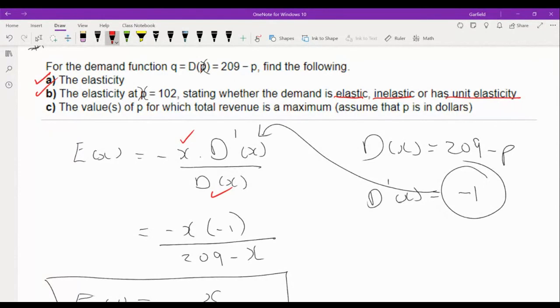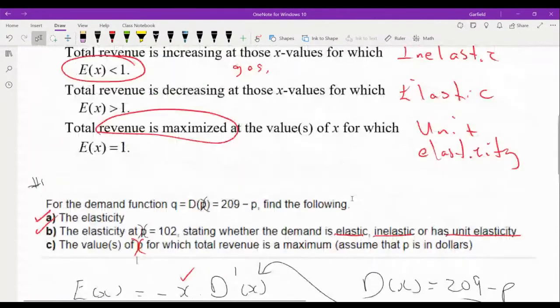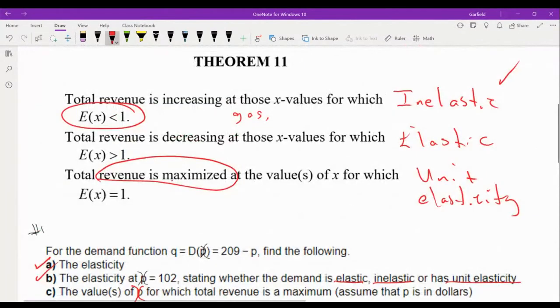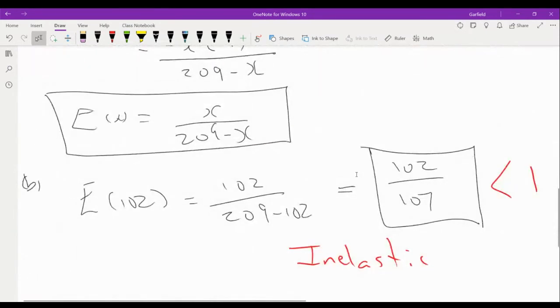So section C: the value of x for which total revenue is maximized. So how do we do that? Well, we're going to go back to this last formula. Revenue is maximized when E of x is equal to 1. So all we have to do is take our E of x function right here and set it equal to 1 and solve it.